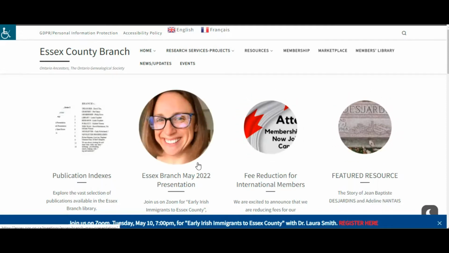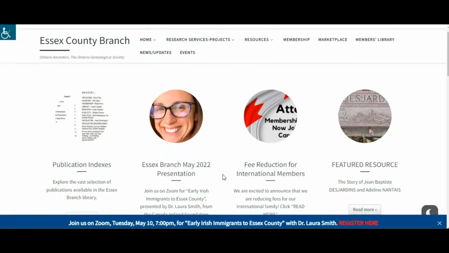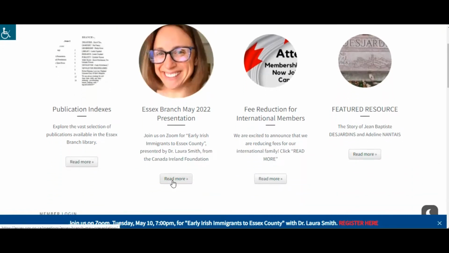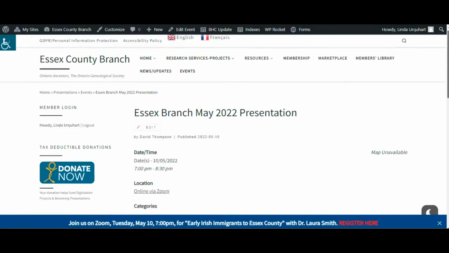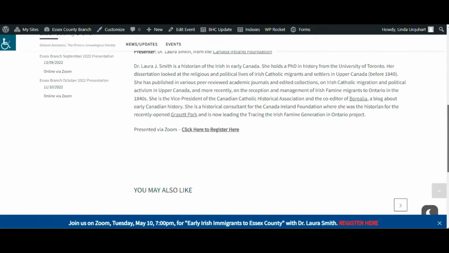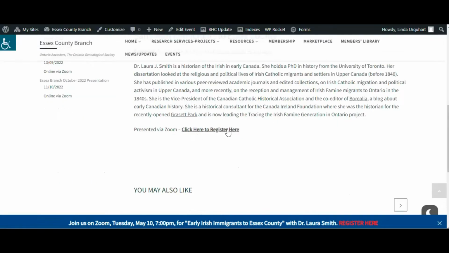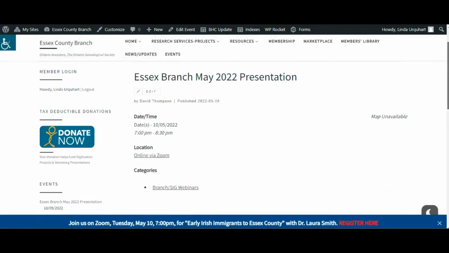And if you go down further, you'll see read more will take you to more information about the event that's coming up, who the presenter is, a little information about the presenter, and you will click here to register so that you are ready to join the session when it's time.